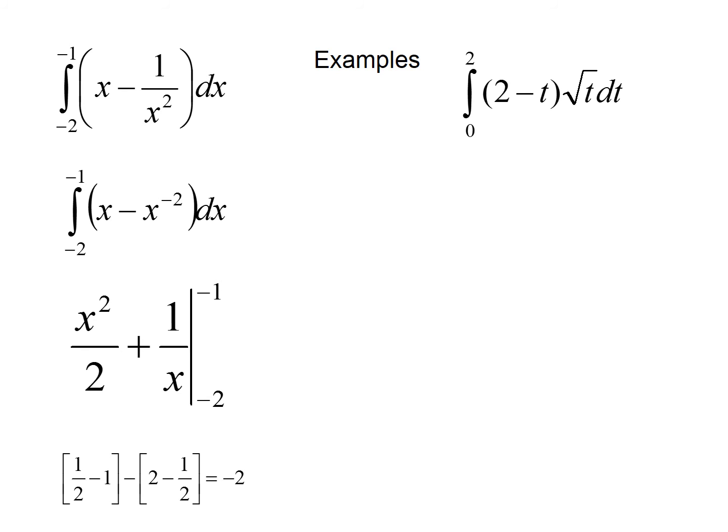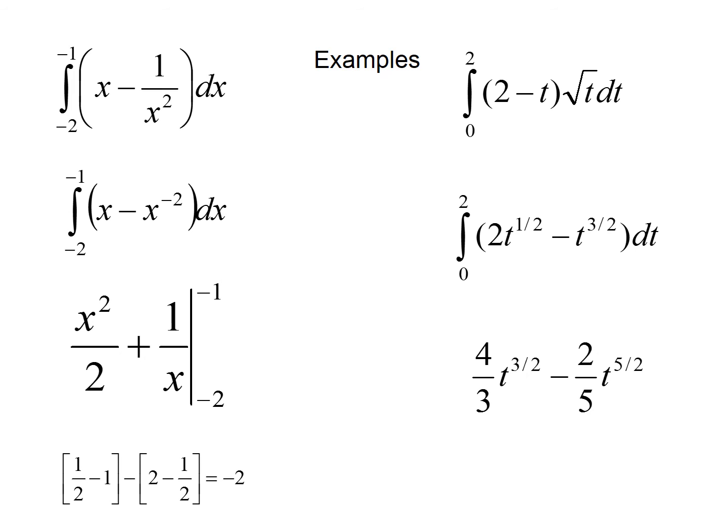by distributing the square root of t to both of those. And I'm going to write square root of t as t to the 1/2. Remember, when we multiply, we add exponents. So I distribute the t to 1/2 to each term. And now I'm going to integrate using the power rule.